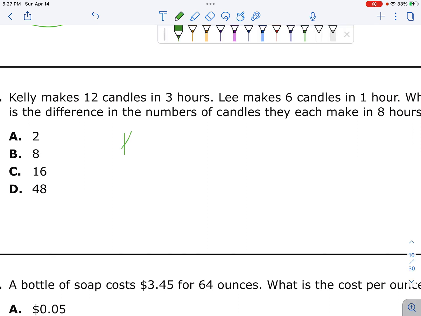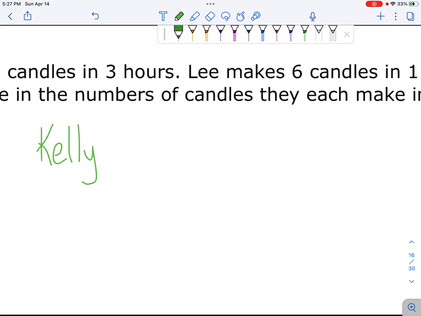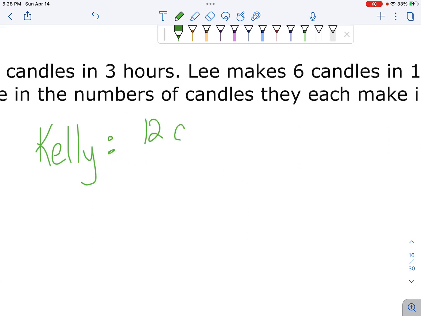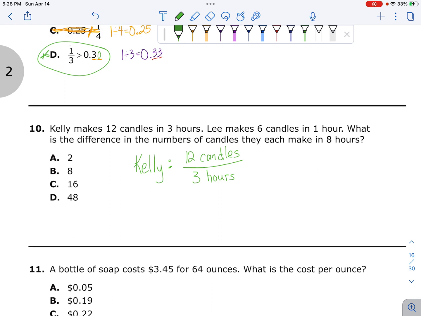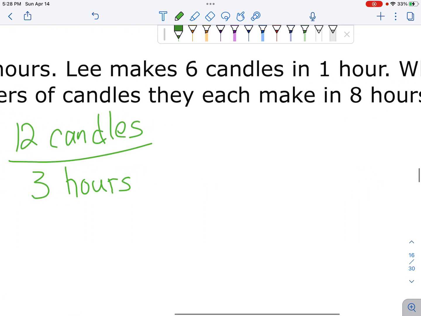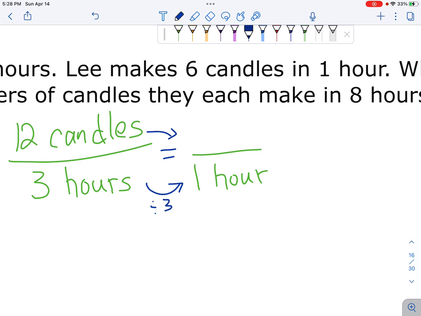First, we can talk about Kelly. Kelly makes 12 candles in 3 hours. Now that's comparing. So I'm going to write it as a rate, as a ratio, like a fraction. Right? We want to know how many she can make in 8 hours. But 3 is not a factor of 8. So I like to make it be a unit rate and change 3 hours into 1 hour. And if we do that, that's divide by 3. So on the top, it's divided by 3. So that means it's 3 candles in 1 hour.